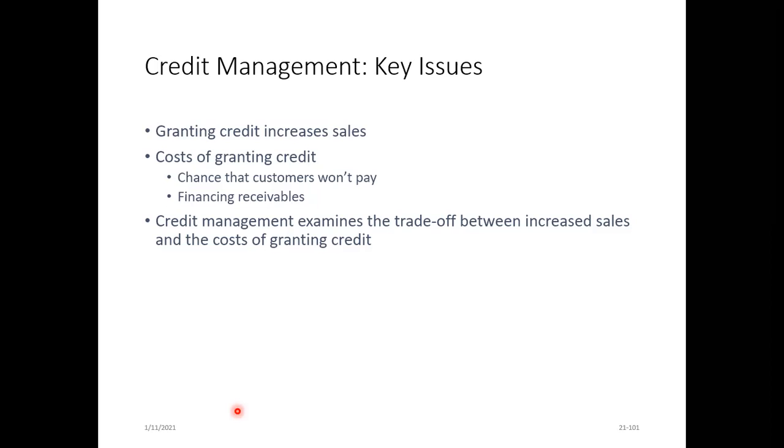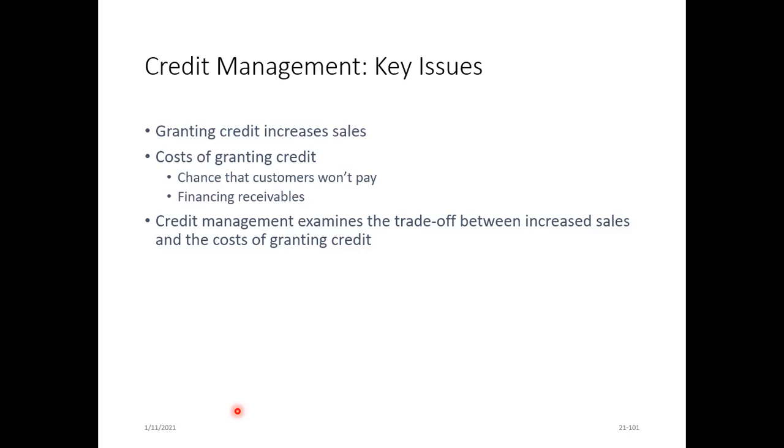But it has another side. It's the cost of granting credit. When you give credit to your customers, there are chances that customers won't pay. Sometimes they are not willing to settle the credit, and also you have to finance receivables, right? Your customer will pay the money at a later period. Until then, you can't be idle, right? You have to put money from your own pocket. So you need additional working capital to manage your receivables. You have to wait until your receivables are cashable. You have to have some money to run your business.